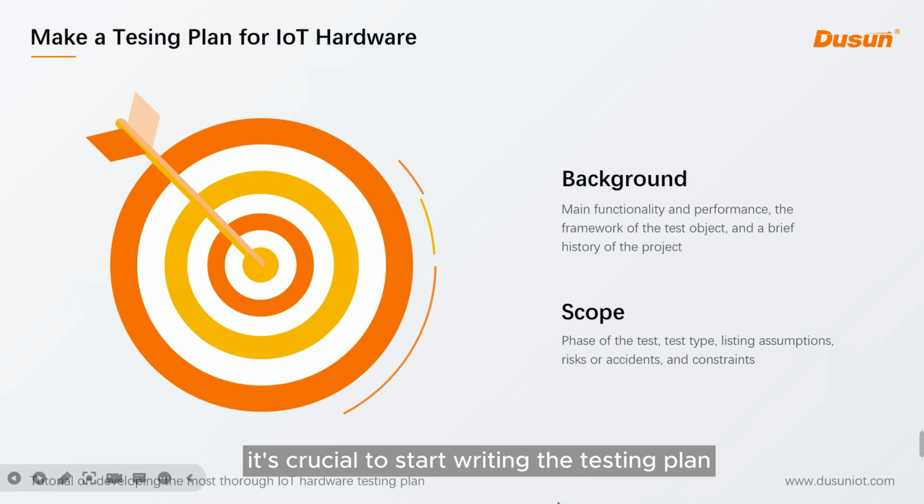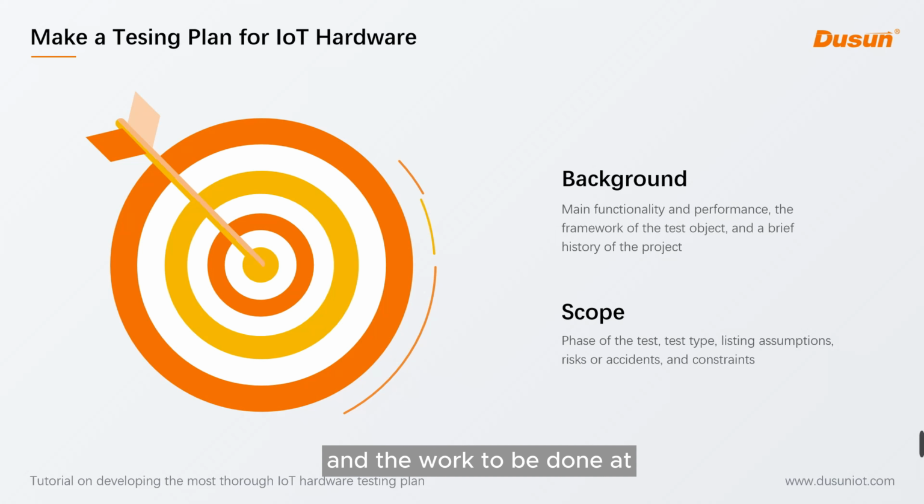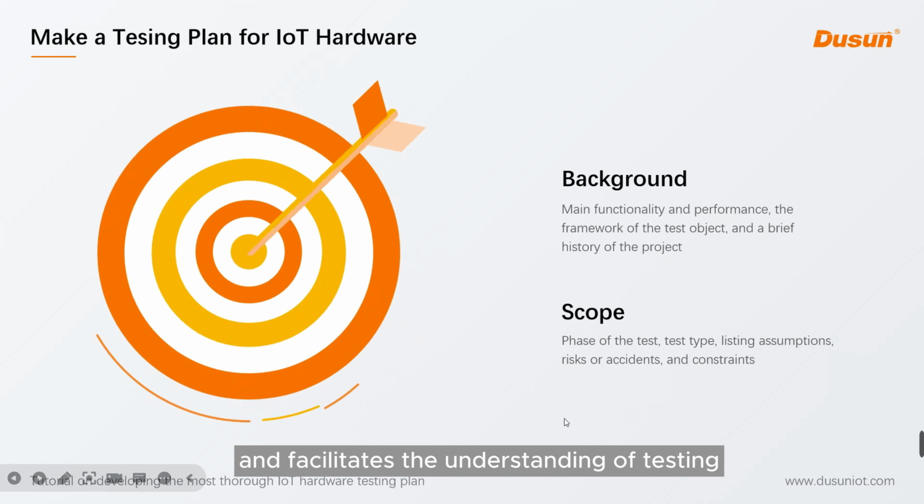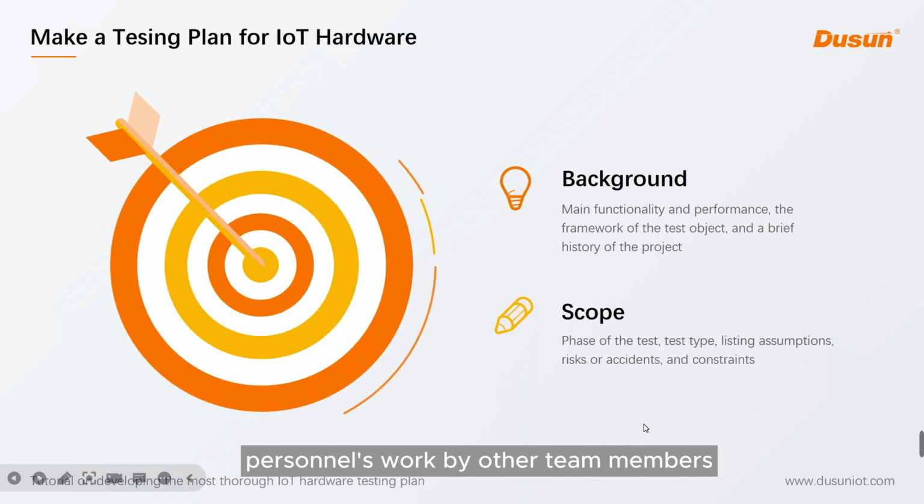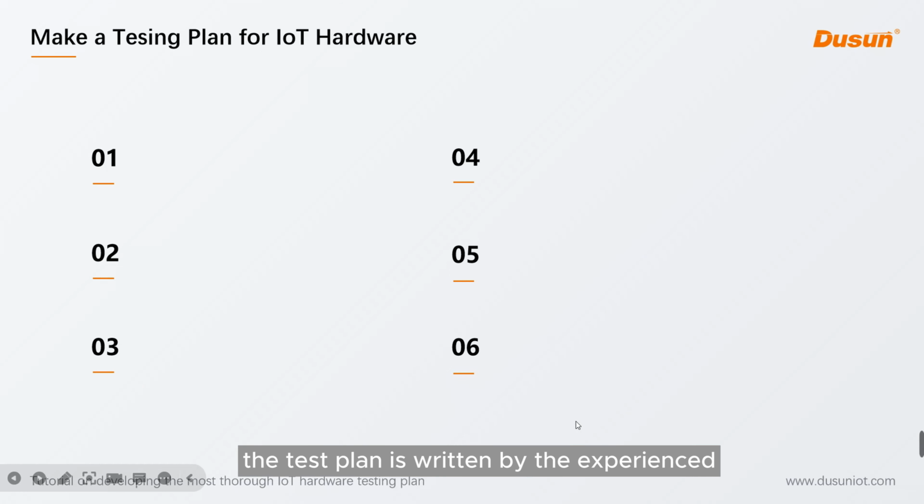It's crucial to start writing the testing plan at the beginning of the testing project. This allows leaders to make macro adjustments and allocate resources accordingly, helps testing personnel understand the overall project testing situation and the work to be done at different stages of the project, and facilitates the understanding of testing personnel's work by other team members for collaboration. The test plan is written by the experienced project test manager.